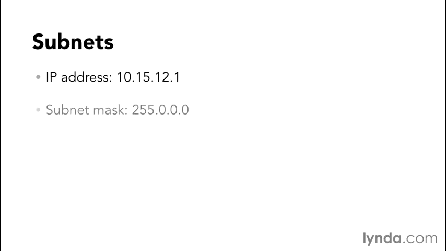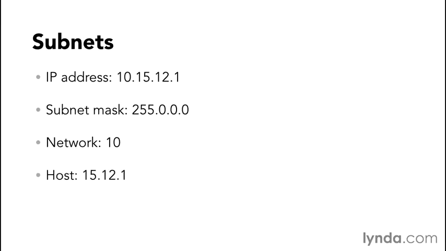Another example, an IP address of 10.15.12.1 and a subnet mask of 255.0.0.0. The subnet mask having only 1 occurrence of 255 tells me that the first octet of the IP address will specify what network we're on, and then everything else after that will be the host. So this would be the 10 network, and the host would be 15.12.1.